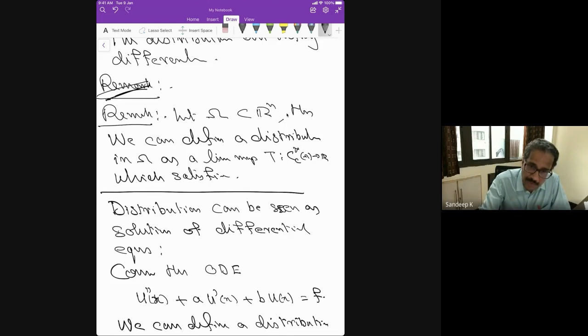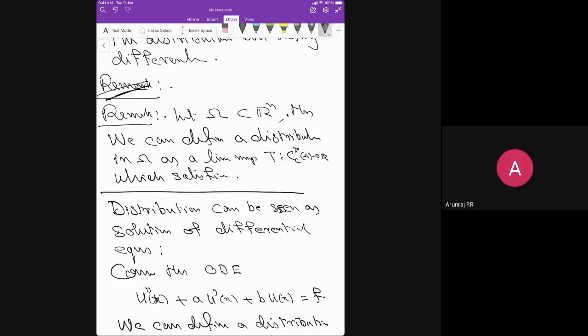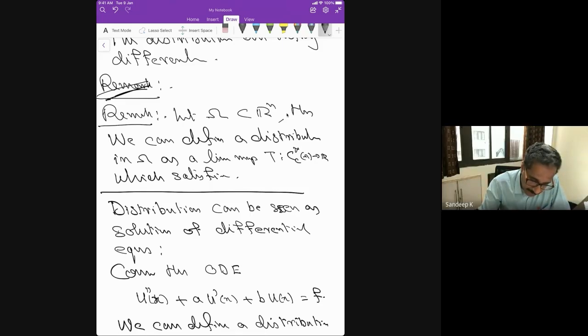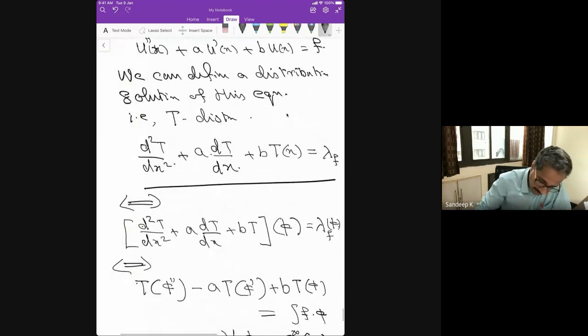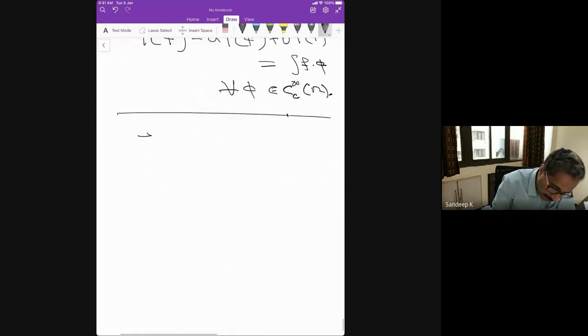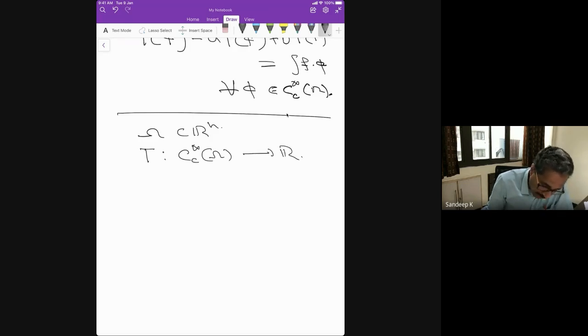This is just a linear map, but it satisfies all those estimates. It is not any arbitrary linear map. It satisfies an estimate. I can write it here. Omega is a subset of R^n, and T is a distribution. Then T is a map from C_c^infinity of omega to R. You can even take complex valued, so it's okay. T is such that T is linear, and then T will satisfy the estimate for every compact set K subset of omega.